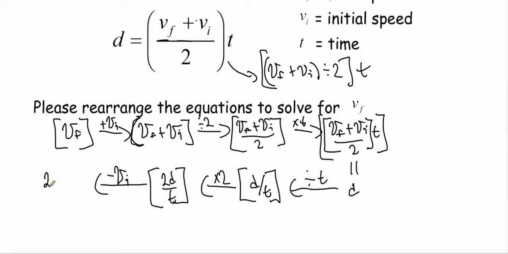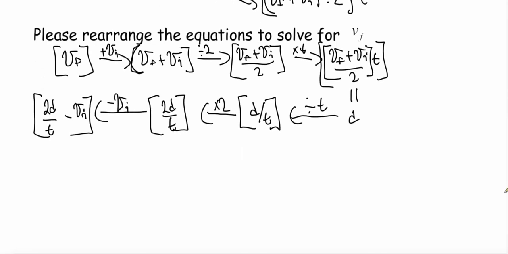So I get, and there is my answer. So we end up going like this. We know that my final velocity is equal to 2 times distance divided by time minus my initial velocity. And that's it.